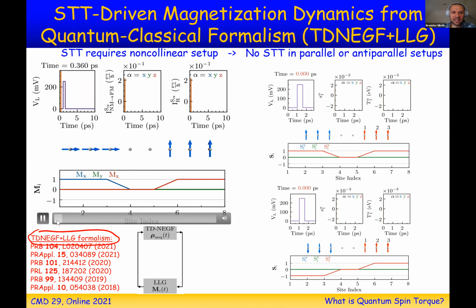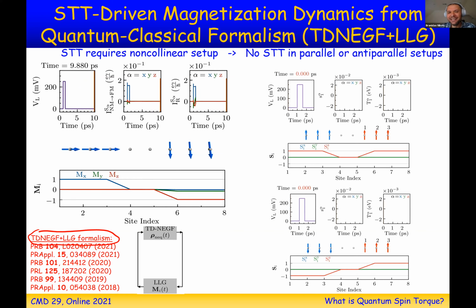The movie was basically showing, see here, I'm injecting a current pulse. As soon as the current pulse is active, this starts moving. After some time, you see they're going down, and you can see the incoming spin current and the outgoing spin current. The difference between outgoing and incoming spin current, because there are no spin scatterers or spin-orbit coupling, is actually torque. That's one way to think about torque.